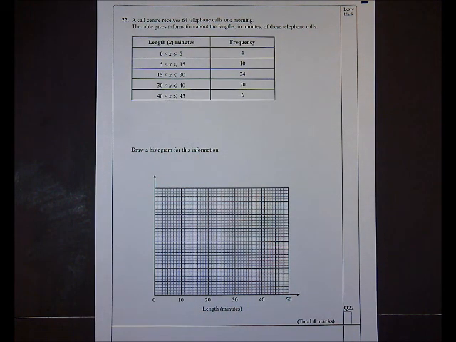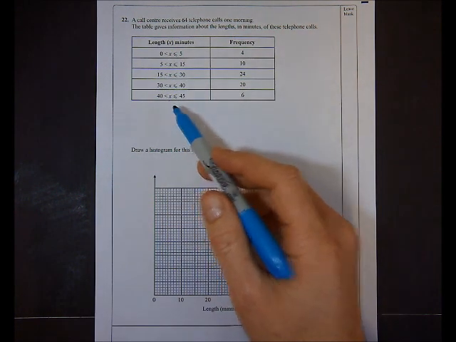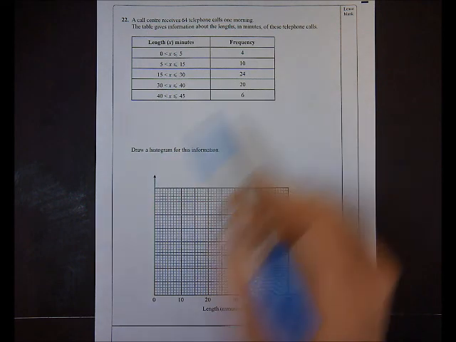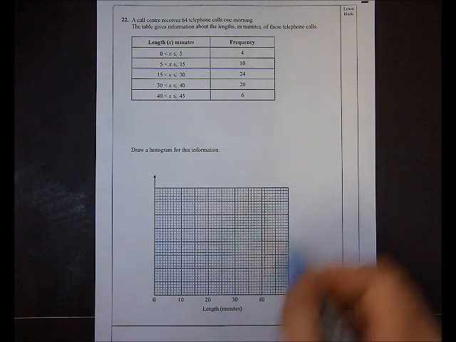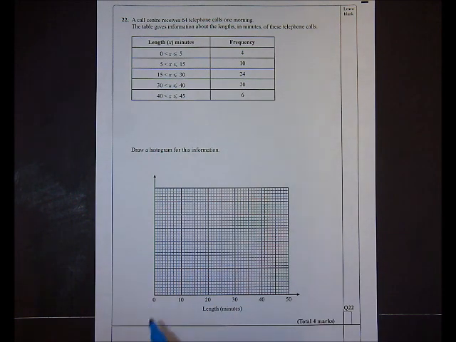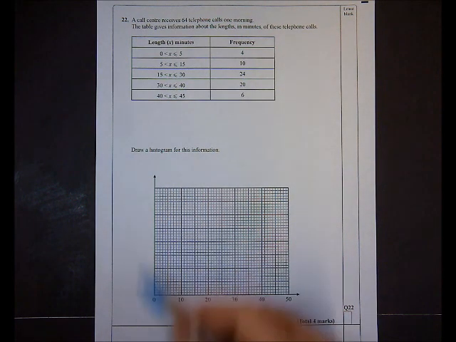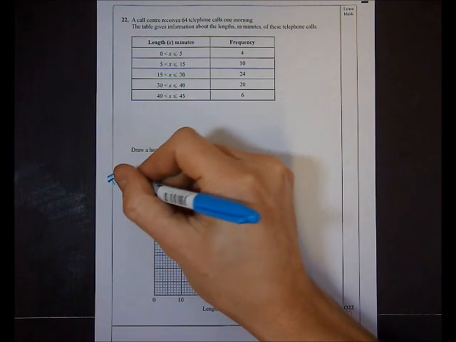On question 22, I'm told that a call centre received 64 telephone calls, and I'm given that information in the table, and it's split into various groups, and those are shown on the left hand side here, and the frequencies for each group shown in the second column. So the first thing I'm going to do is have a look at the diagram down the bottom here, and they've marked horizontally the lengths of the calls from 0 to 50, and then up the side they've left it blank. Now for a histogram I know that I need to have a frequency density.